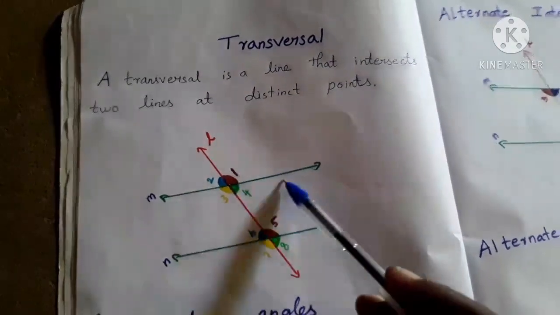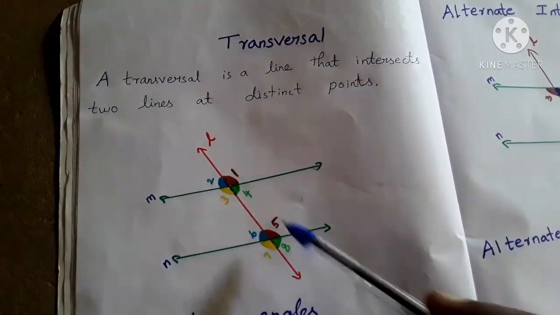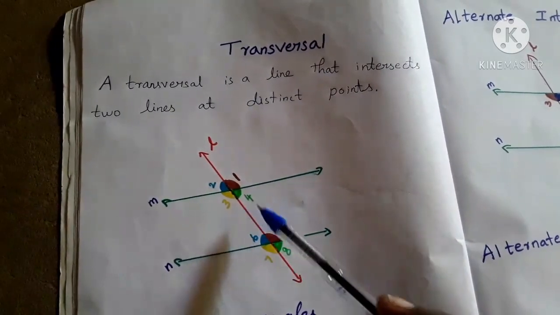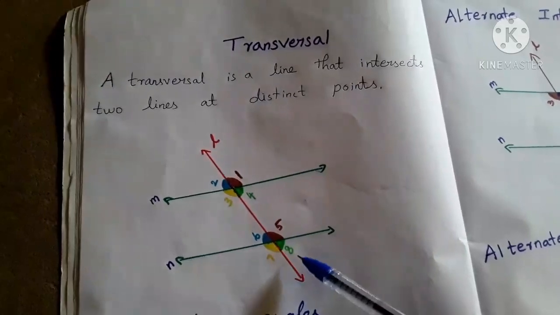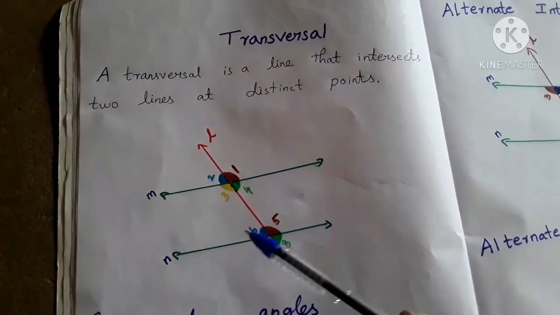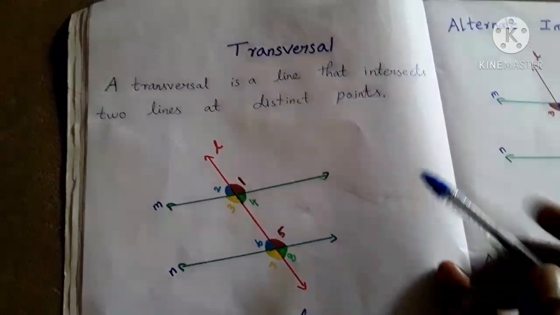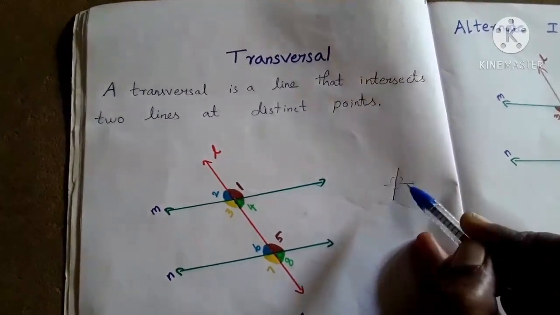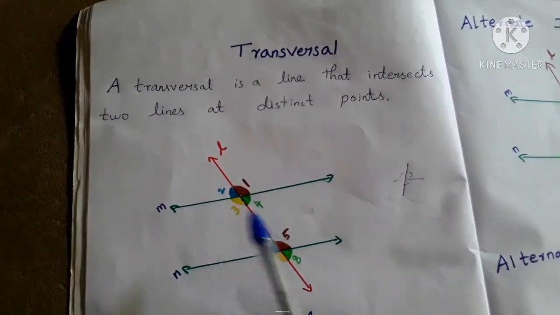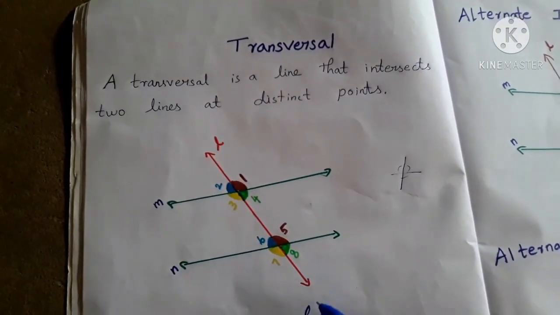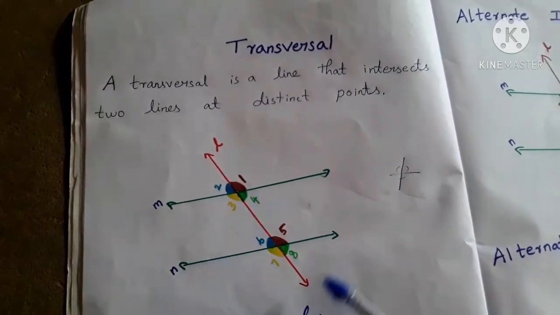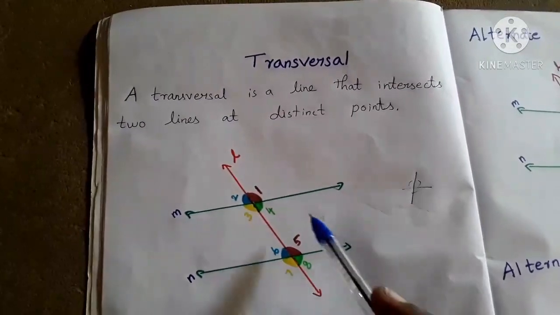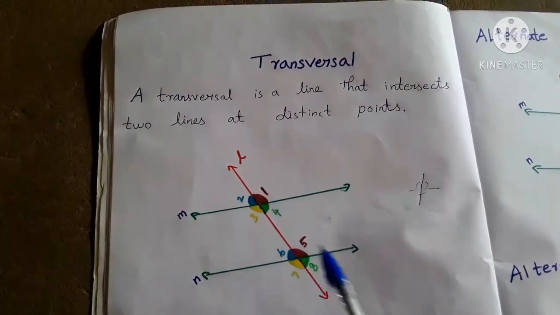See, the two lines intersect the line L. Here how many angles? Angle 1, angle 2, angle 3, angle 4, angle 5, angle 6, angle 7, angle 8. Totally 8 angles are formed. Normally when one line intersects another line, only 4 angles are formed. But when the transversal intersects two lines, 8 angles are formed. Now we are going to see about these 8 angles.